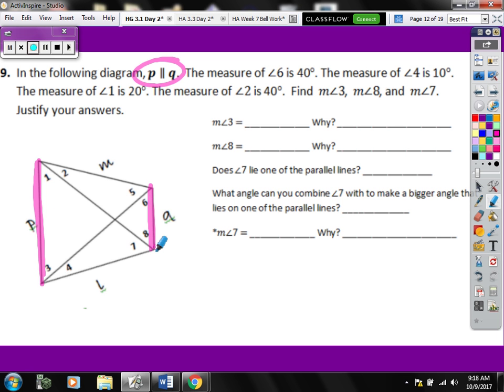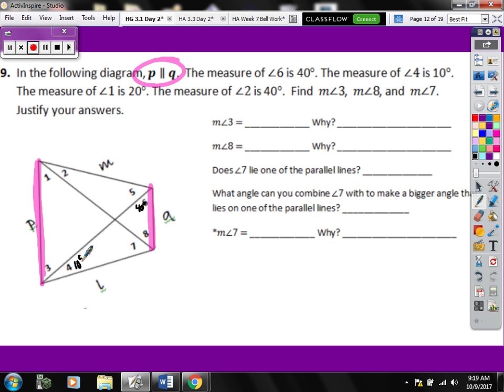Do not highlight M and L. You can tell that if we were to continue them, they would intersect somewhere. Okay. Then they also give us some information. Let's throw it in. The measure of angle 6 is 40. The measure of angle 4 is 10.